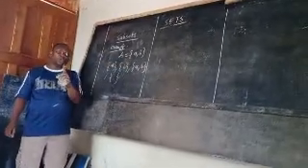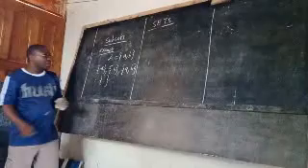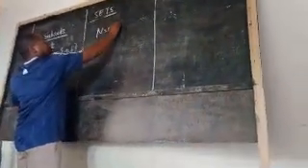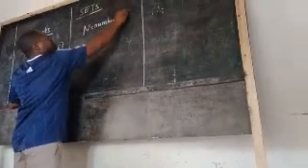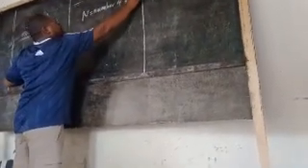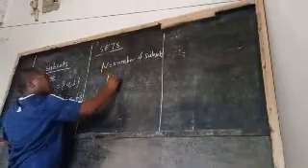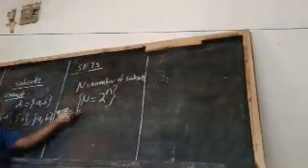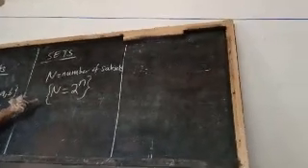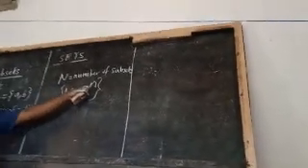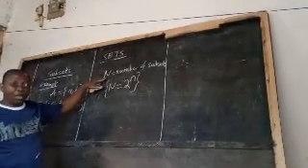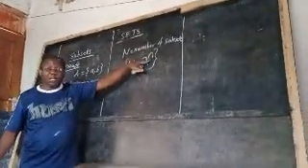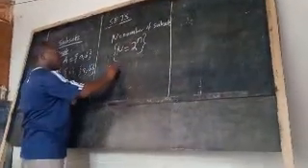But we have a formula to find the number of subsets. Number of subsets is equal to 2 power n. This is the formula to find the number of subsets. Capital N represents the number of subsets, but small letter n represents the number of elements in a set.